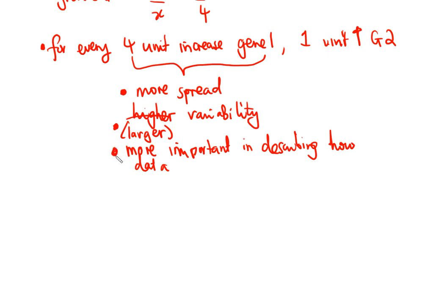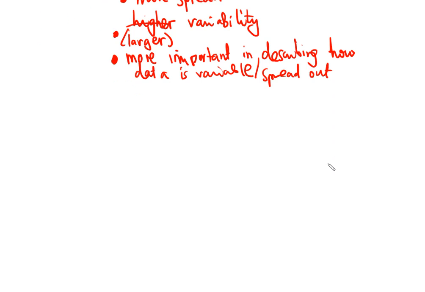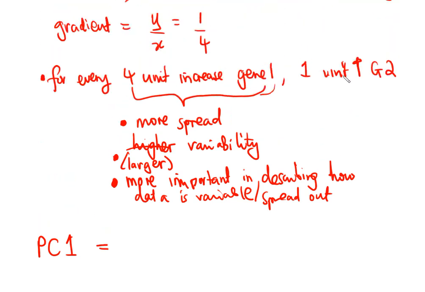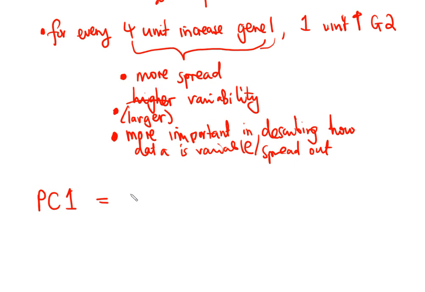The gene 1 axis is more important in describing how data is variable or spread out. That's just coming from the gradient of the PC1, right? But to write the equation of the PC1, we will now just say how many units increase for G1 and the unit increase in G2. We are saying 4 unit increase in G1, in gene 1, plus a 1 gene 2.